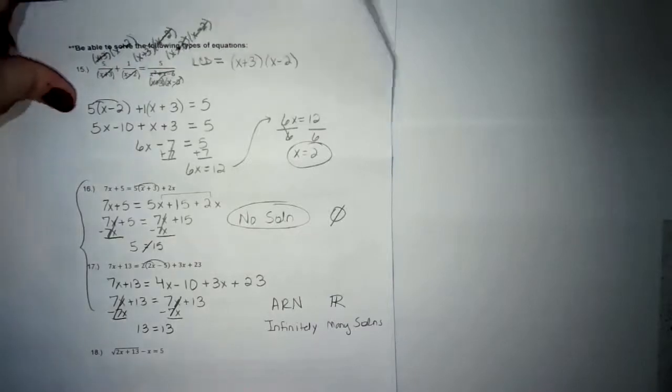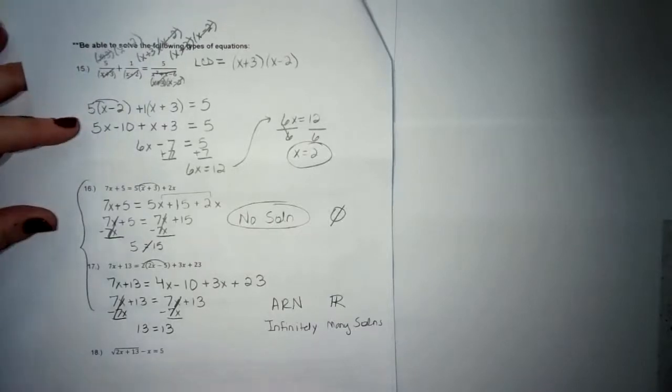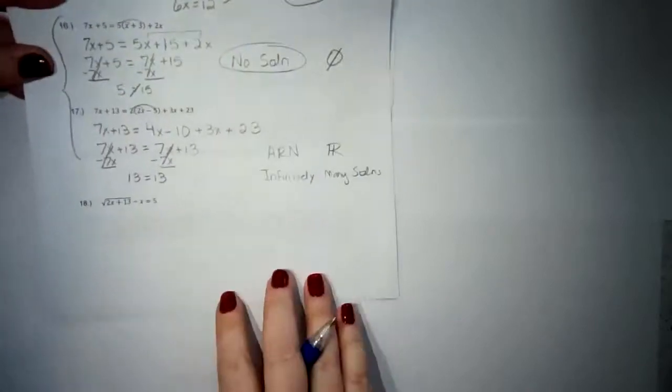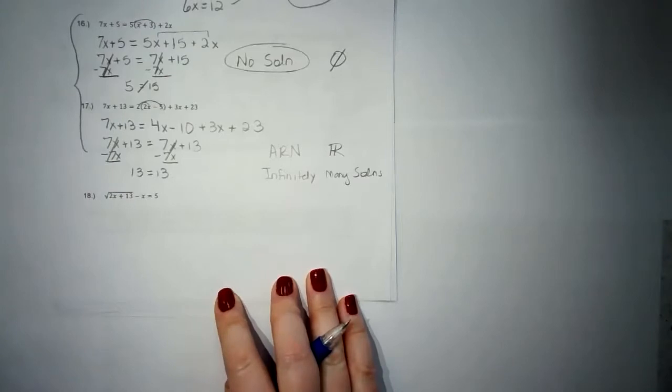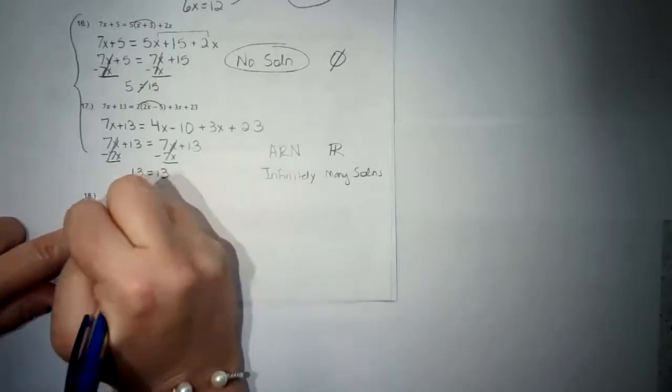All right, are we ready for 18? Okay, I'm going to scoot it up. Okay, 18 has a radical in it. All right, we need to get it by itself. Remember, any funky term you encounter, get it by itself. So I'm going to add x.